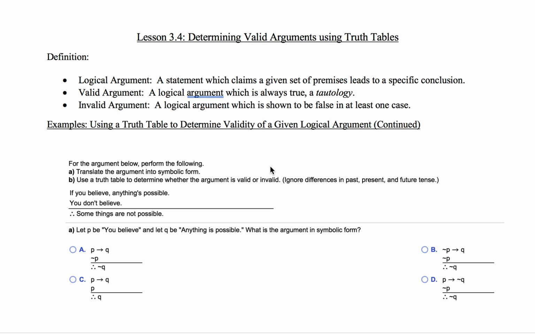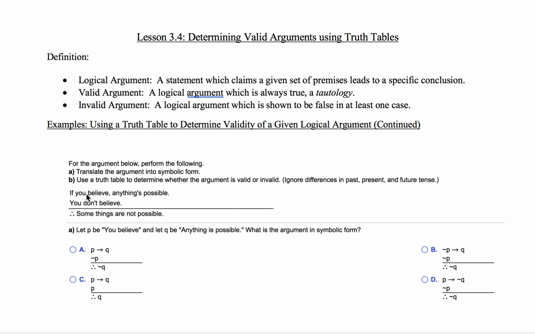So as we finish this section, 3.4, I want us to look at one more example. And I want us to look at an example that comes from the homework so that you can see the formatting and see exactly what the homework is asking you to do. So our problem says, and here are our two premise statements and our conclusion.